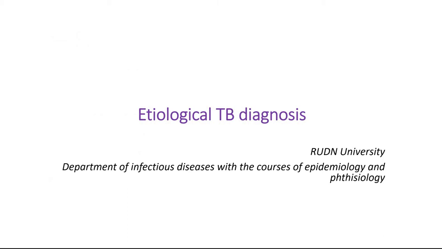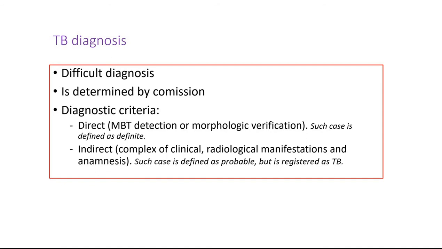Hello, today we will speak about the etiological TB diagnosis. TB diagnosis is a difficult diagnosis and it's determined by a commission. Diagnostic criteria include direct diagnostic criteria, when we detect Mycobacterium tuberculosis or we have morphologic verification. Such a case is defined as definite.